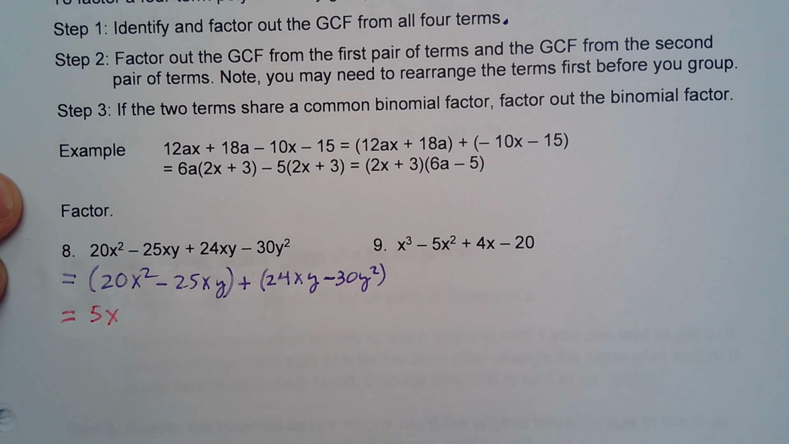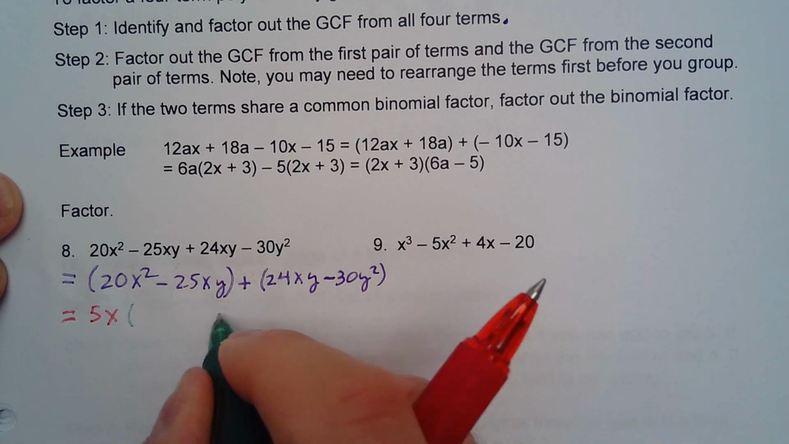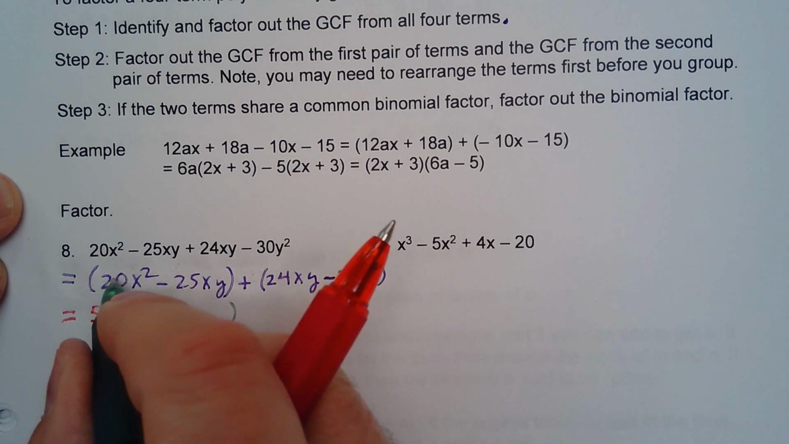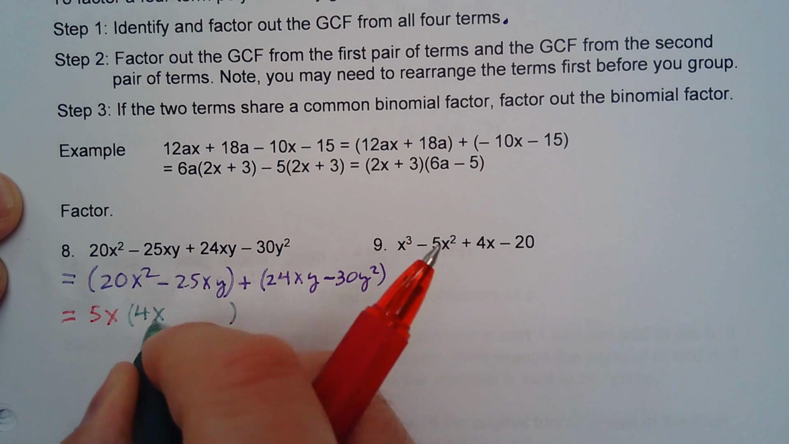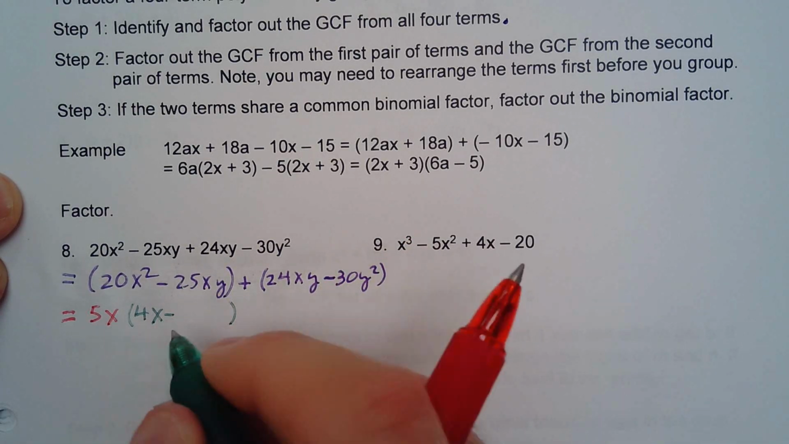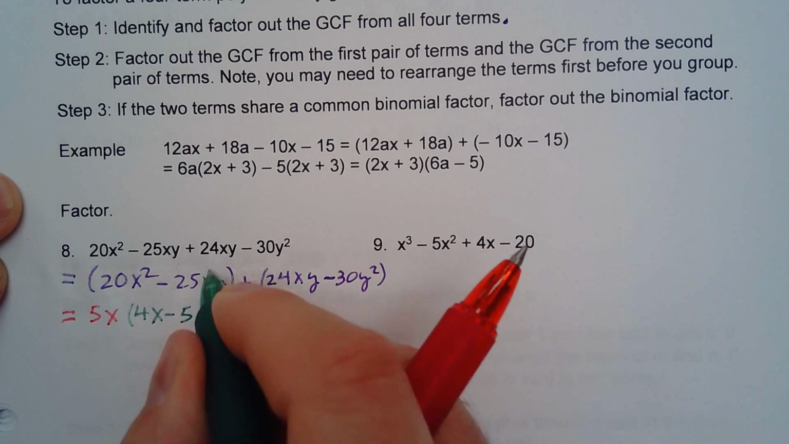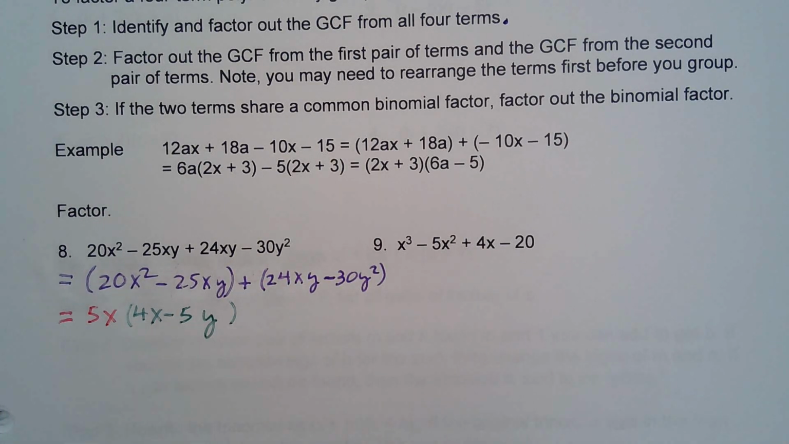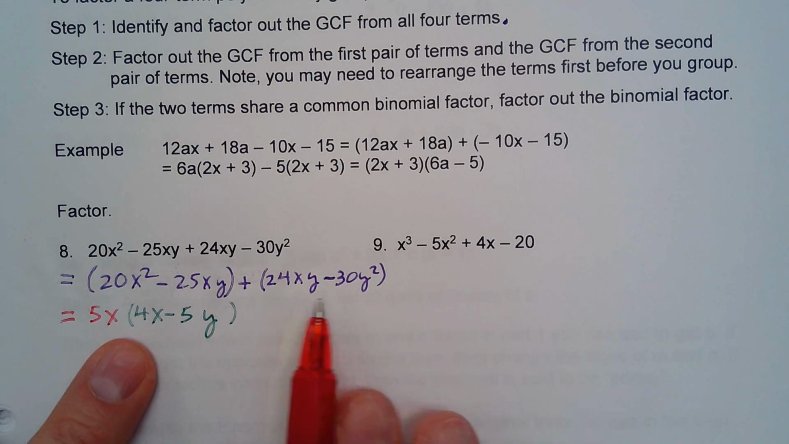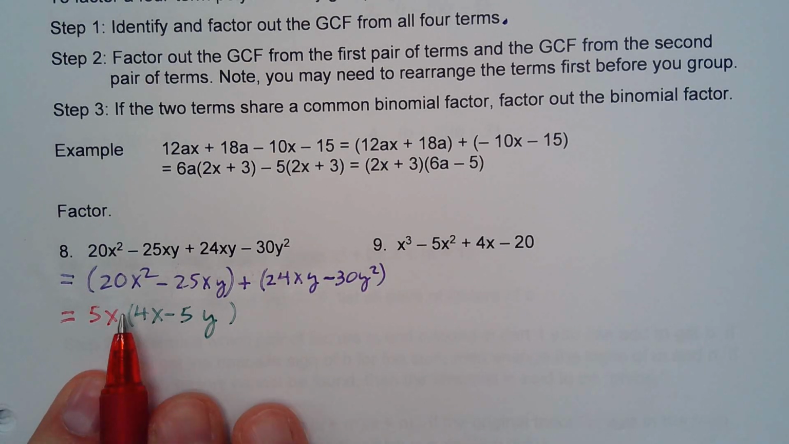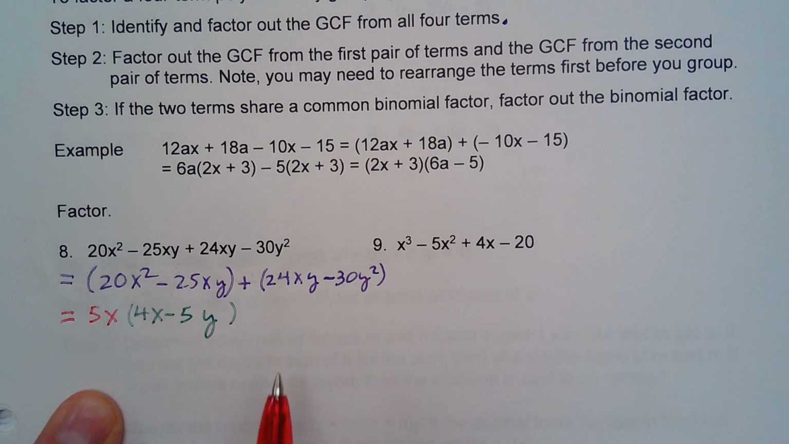My leftovers, well, 20 divided by 5 is 4. X squared divided by x is x. 25 divided by 5 is 5. X's divide out, we get 5y. Now when I do the second part, hopefully after I factor out the greatest common factor, then I should have a 4x here, over here.